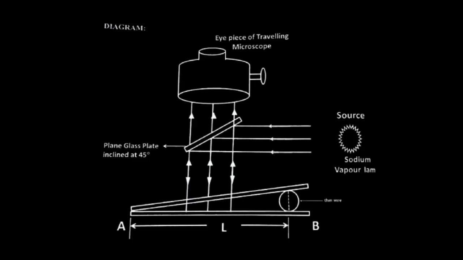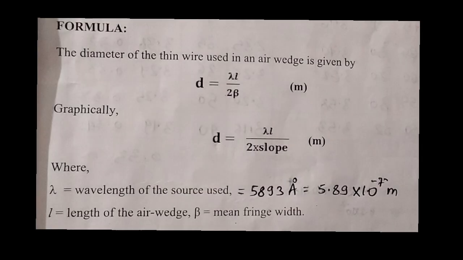So then monochromatic light from a sodium vapor lamp creates the pattern due to the reflection between the two plates, and the fringes are observed using the eyepiece of the traveling microscope. Also, the length L over here is the distance between points A and B. So it's the distance between the sealed end and the point where the wire inside the wedge is found. So the formula used in this experiment is really simple. The diameter of the wire that's placed in the wedge, small d, is calculated using the formula d equals lambda L by 2 beta.